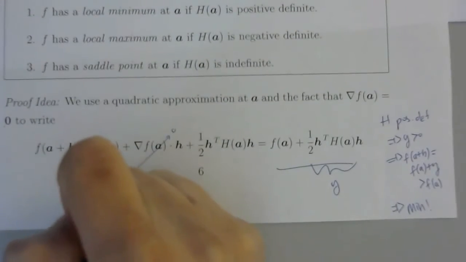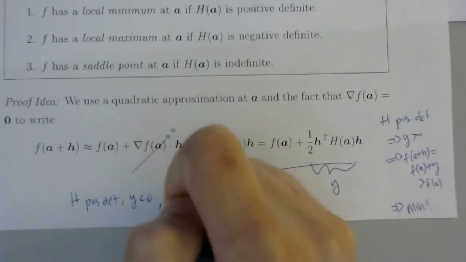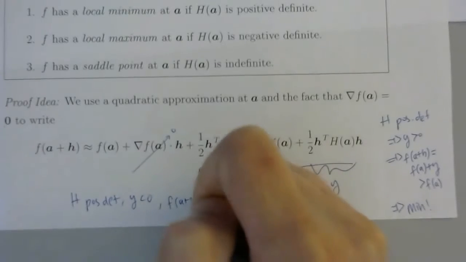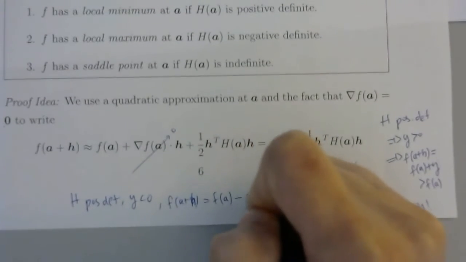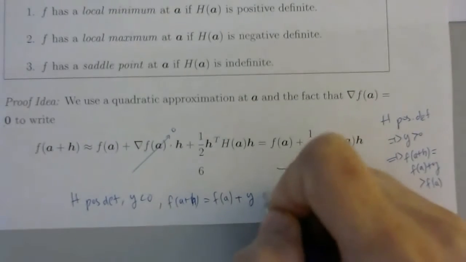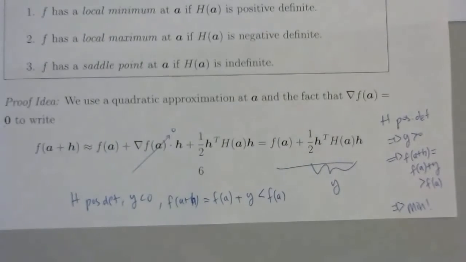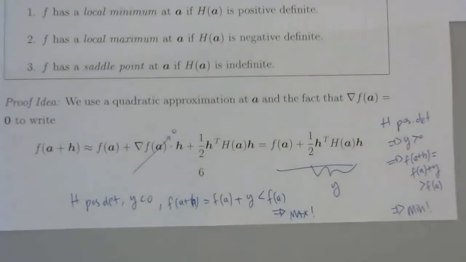Instead, if the Hessian is negative definite, then y is negative. So all the points near it, f at A plus h, are f at A plus y. Now this is going to be less than f at A because I defined y as negative, which means that f at A was a max. I hope that makes sense. And if I have some points that are greater or less, and that's the definition we gave of the saddle point, there are some points near it that are greater and some that are less than the value at A.